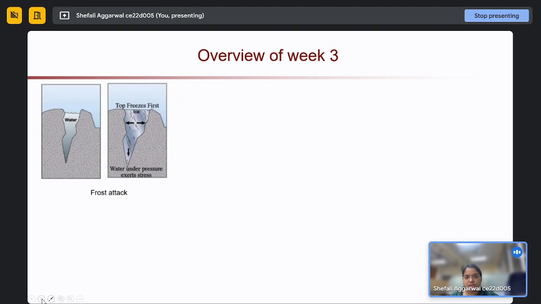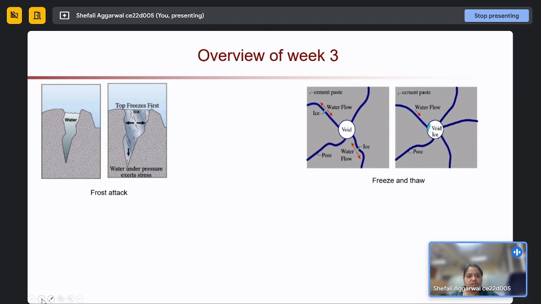Another thing you have studied this week is the frost attack. As you know, when water converts to ice, its volume increases, and it can cause cracking in the concrete. Other thing is freeze and thaw cycles. In the hilly regions, we have freezing and thawing. When water converts to ice, it will expand, and when the ice converts back to water, that water will go into the expanded crack and make the crack expand more. That is freeze and thaw.